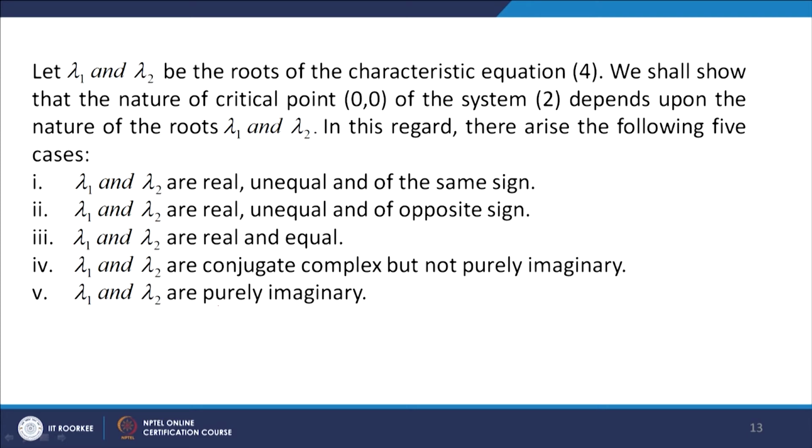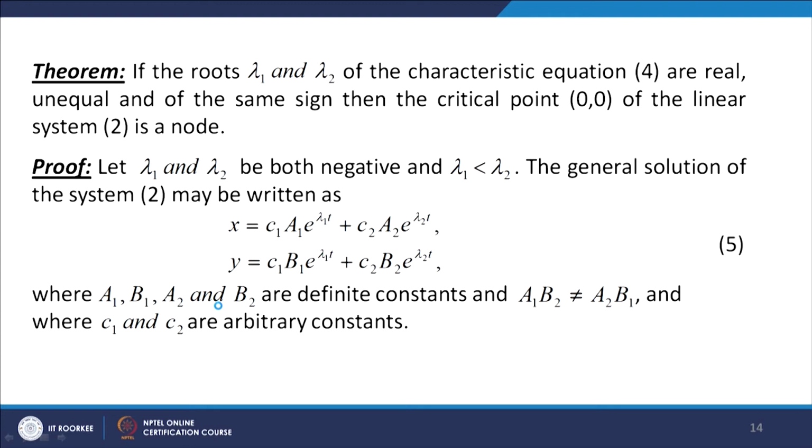And then in the conjugate complex case, again we have 2 cases: λ1 and λ2 are conjugate complex of each other and not purely imaginary, that is their real part is not equal to 0, and the case where their real part is 0, so λ1 and λ2 are purely imaginary. The fifth case is λ1 and λ2 real and equal.